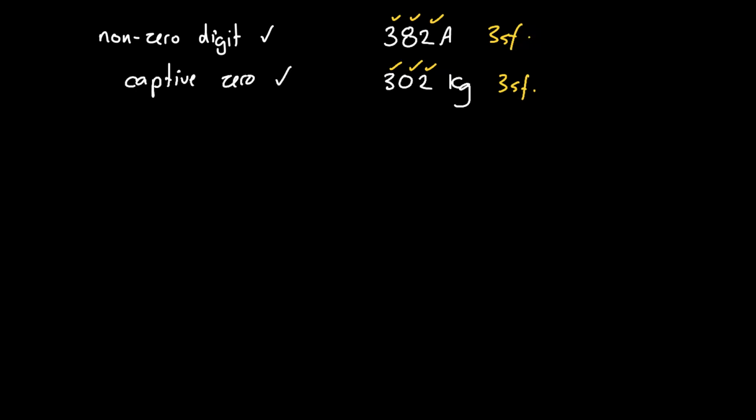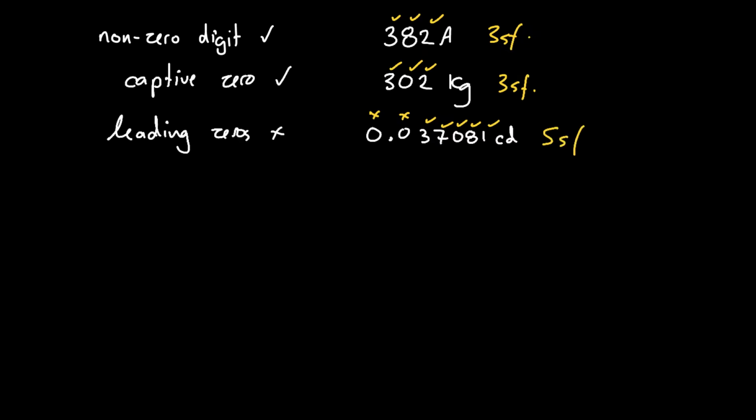The last thing we have to worry about are zeros. Actually, there's 2 other things we have to worry about. Leading zeros are never significant. Those are zeros before a number, so 0.037081 candela. The 3, the 7, the 8, the 1, they all count. The captive zero counts. And the leading zeros are the zeros to the left-hand side before you get to the first significant figure, so they don't count. That leaves us with 5 significant figures here.